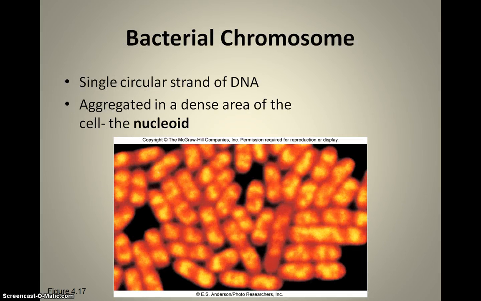Bacteria have single circular strands of DNA as their bacterial chromosome. Some of them have more than one, but it's most typical that you have a single circular strand. And there's no nucleus in the bacteria, so the bacterial chromosome tends to congregate and bunch together in one area of the cell, and when it does that, it's called the nucleoid. Here in this picture, you can see that it's stained, so where it's glowing bright yellow, that's where the genetic information is, or the nucleic acid.